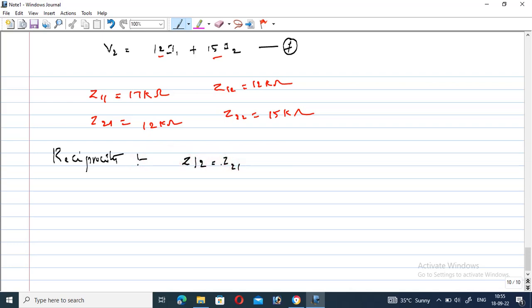Reciprocity means that if you interchange V by I as well as I by V on both sides, the total value must be the same. As well as the symmetric condition in the case of the Z parameters is Z22 is equal to Z11. This is nothing but the reciprocity, and this is nothing but the symmetric condition. These are very important properties of the Z parameters. If these two values are the same, then we can call them the reciprocity and symmetric conditions of the Z parameters.